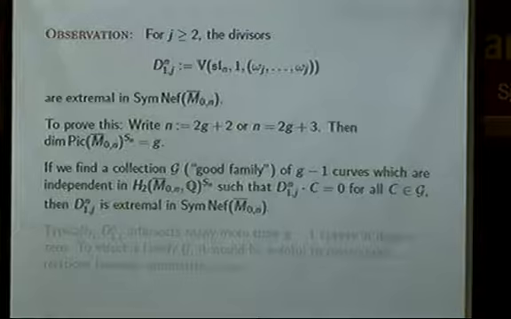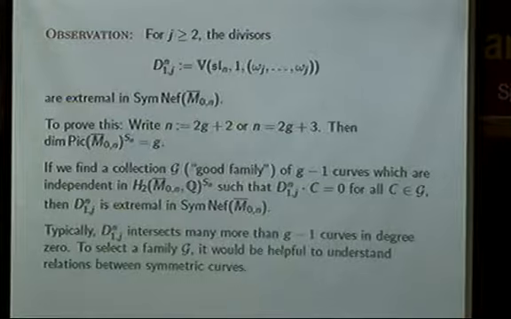But again, from looking at examples, you see that in general, these divisors tend to intersect lots of curves in degree 0. So this family is almost never handed to you. You have to look at a long list of curves and try to figure out, okay, which subset of these curves might be independent of each other. And so to select a family like that, it would really help if you had some basic idea of what the relations between the curves were, so that you could not be choosing curves that were dependent on each other.